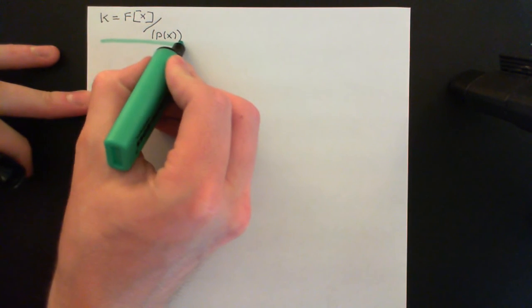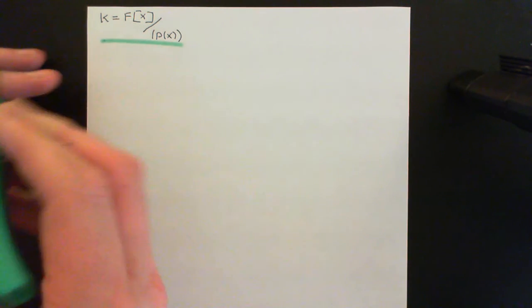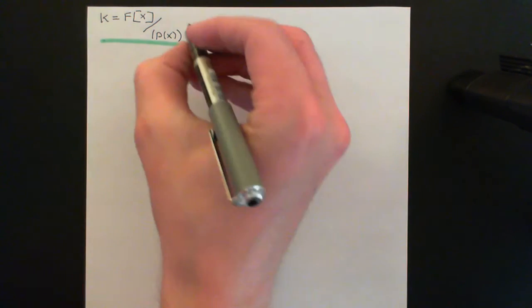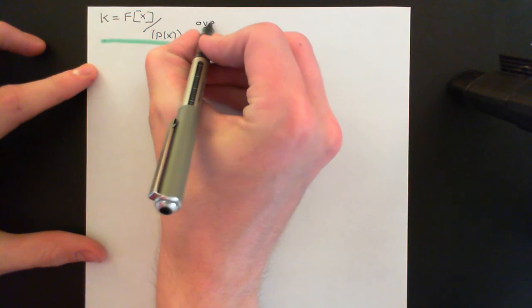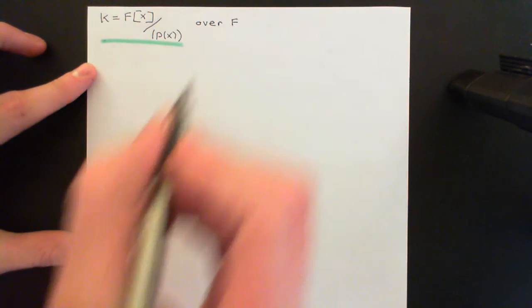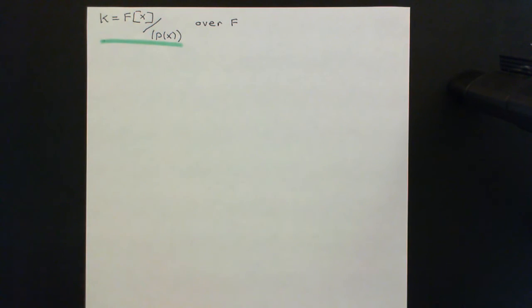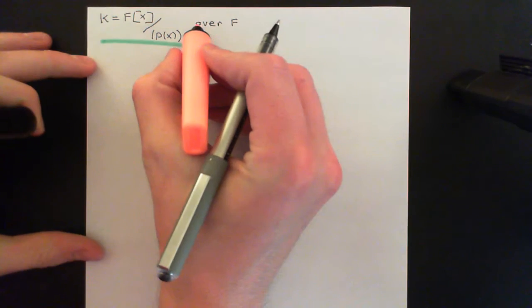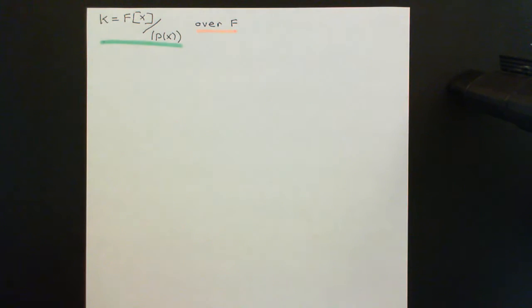This is now a field extension of the original field capital F, and we want to view it as a vector space over F and find a basis for it. This is going to allow us to make a comment on the dimension of this field extension over the field capital F. So how are we going to do this?